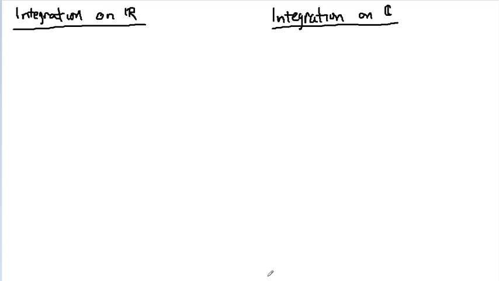I'm going to briefly explain how to think about integration in the complex plane. But first I'm going to talk about how we think of integration in the real numbers as a comparison. So from calculus, right, we have a set of axes, and we have some sort of a graph.